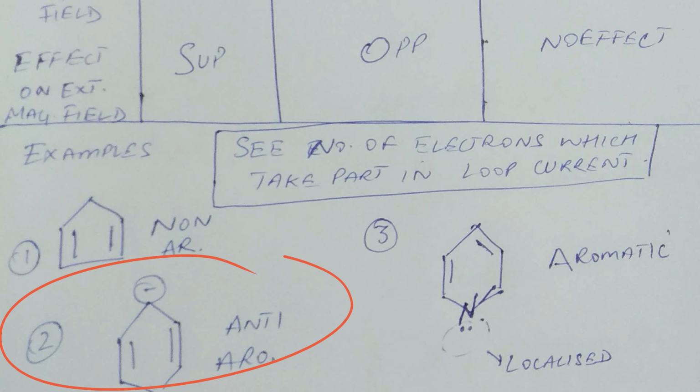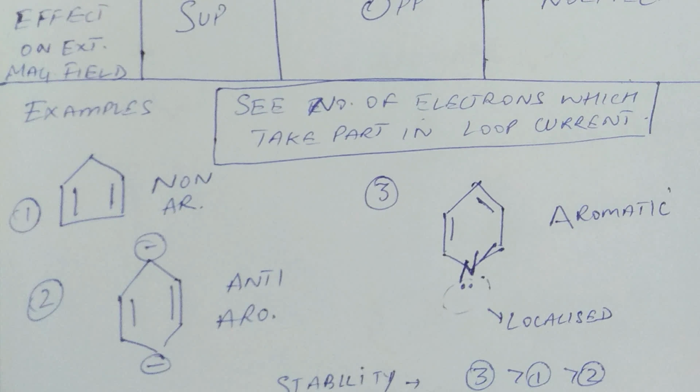In the second, of course there is loop current and resonance, but now we have to calculate how many electrons are there. So 2, 2, 2, 2, total 8 electrons, and that fits in the category of anti-aromatic according to the rule 4n pi. If we put n equal to 2 in 4n pi, then we get 8 electrons.